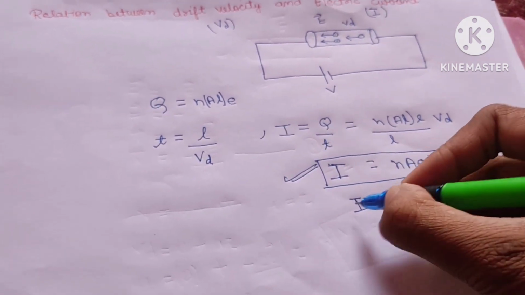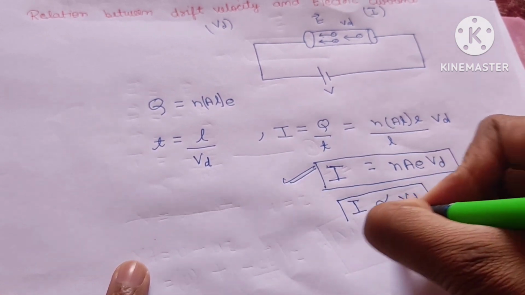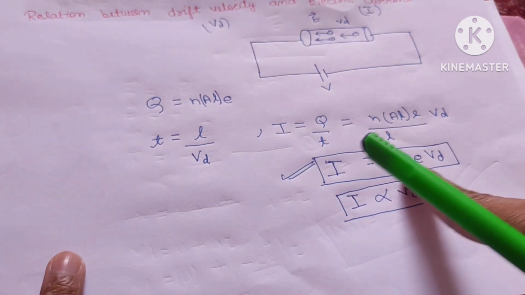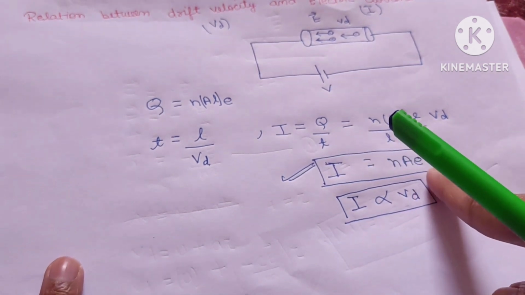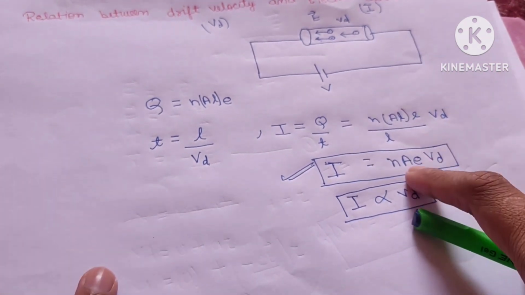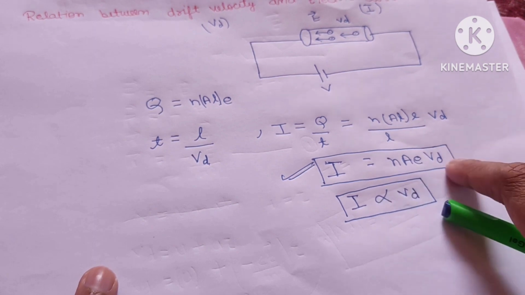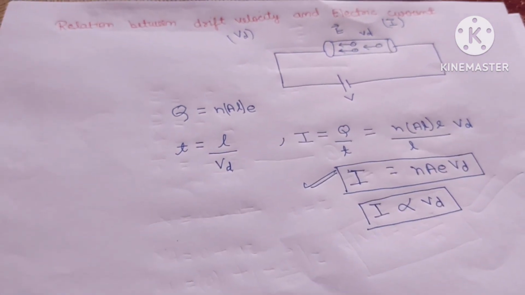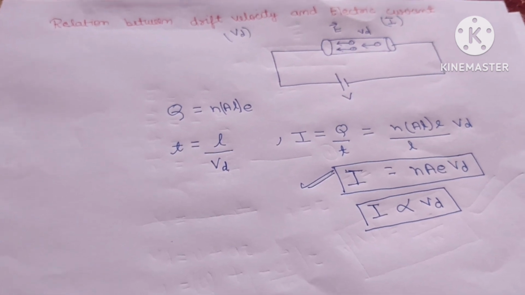Okay, this is the relation between electric current and drift velocity, and this is the formula we formed: I equal to N A E Vd. Here E is the electron charge, A is the cross-sectional area, N is the number of electrons, Vd is the drift velocity, and I is the electric current. So just look at the whole equation and I am done.